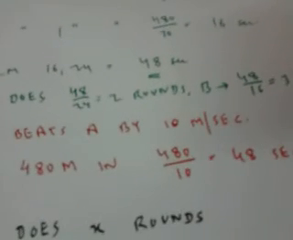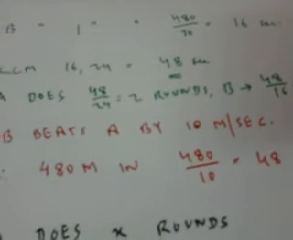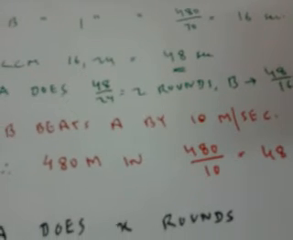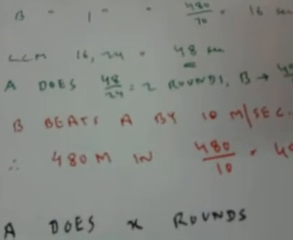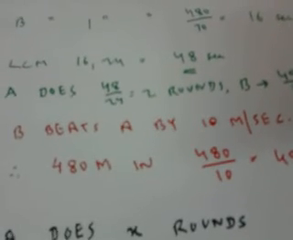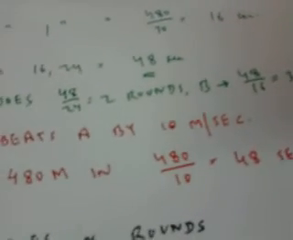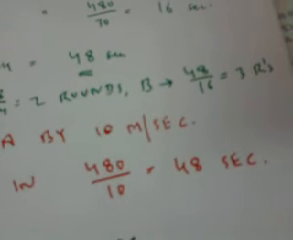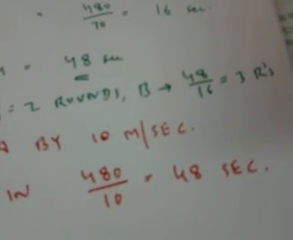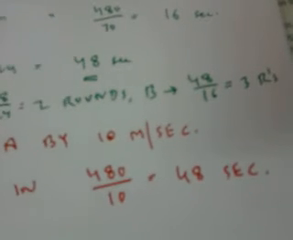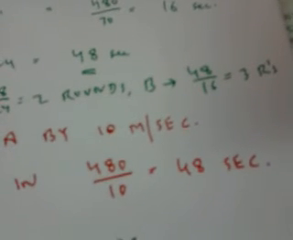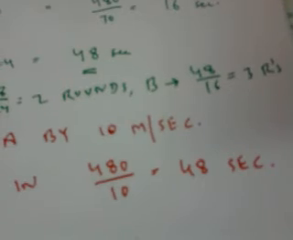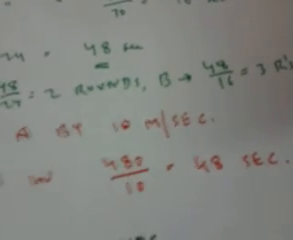Now we understand, if we think a little in depth, that B will overtake A by exactly 1 round when they meet for the first time. When will that happen? That will happen when B beats A by exactly 480 meters. How long will that take? That is going to take 48 seconds, because 480 divided by 10 is 48 seconds. Again, like earlier, in 48 seconds B runs 3 rounds. In 48 seconds A runs 2 rounds. So they meet at the starting point. We can look at a third perspective.